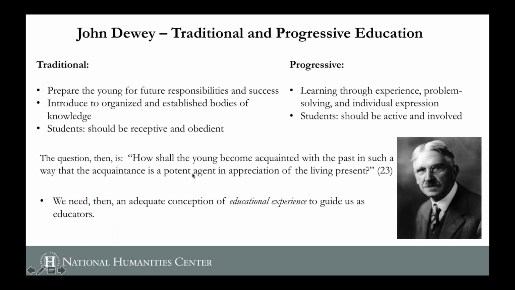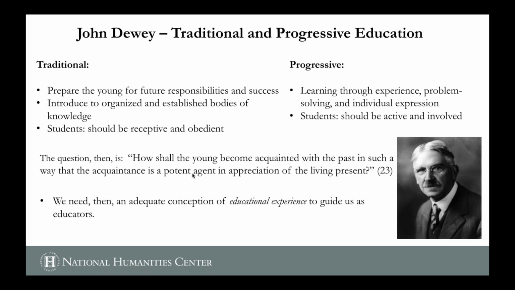So here I have a breakdown of the traditional and progressive model, just opposing them here. So Dewey, again, is highlighting this tension between these two models as the fundamental tension in the history of education. So the traditional model aims to prepare the young for future responsibilities and success in life. So education is very future directed, not present directed. It's really about introducing children to already organized and established bodies of knowledge and having them retain and understand those.